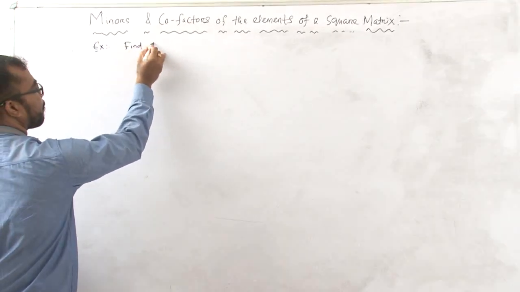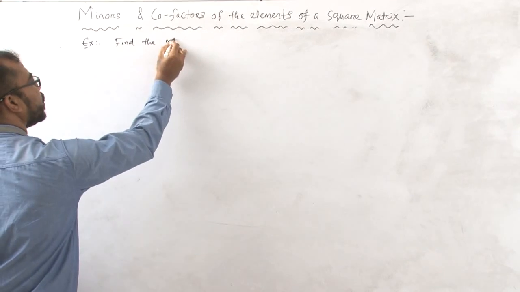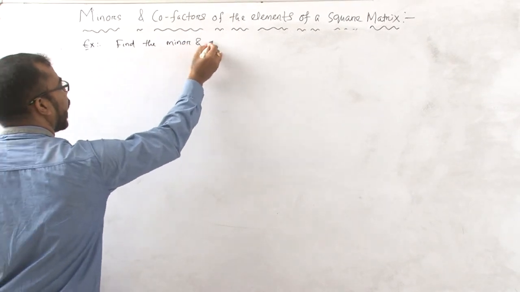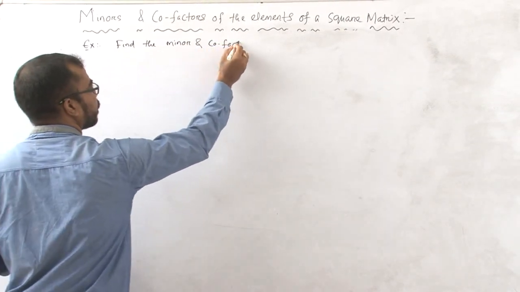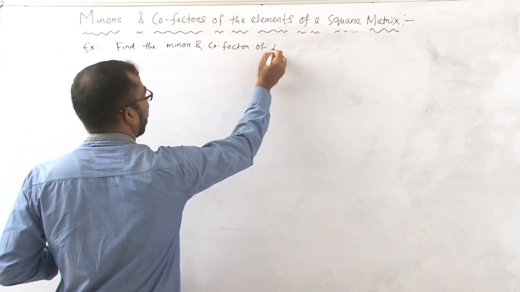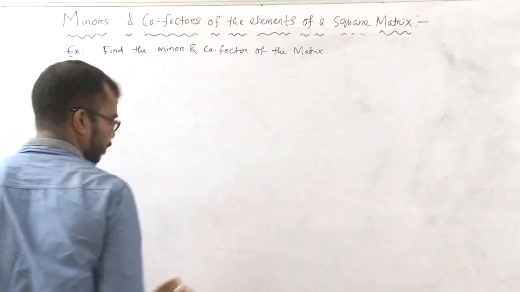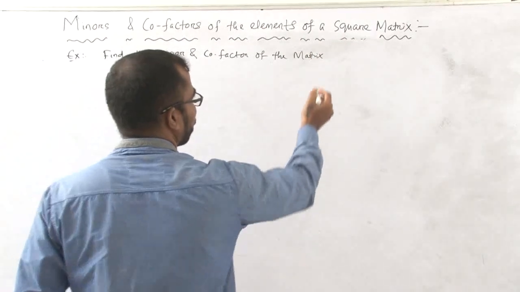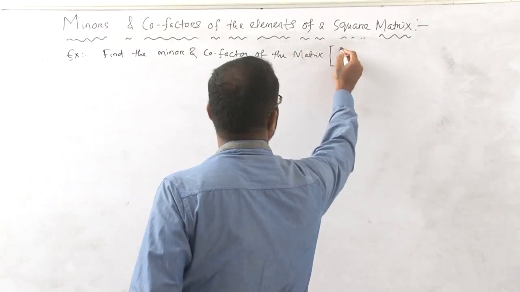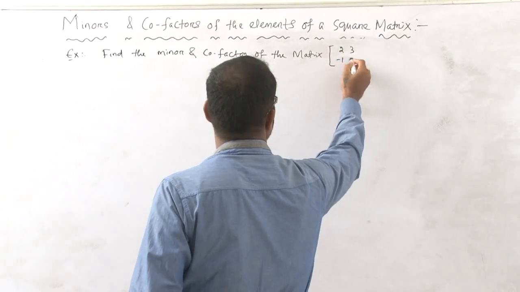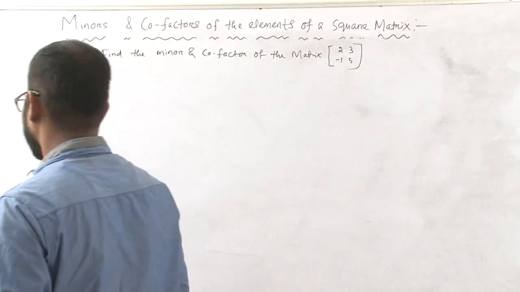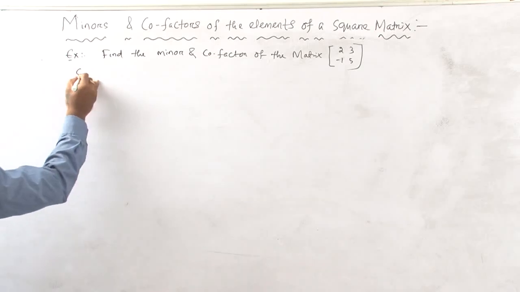Find the minor and cofactor of the matrix (2, 3, -1, 5). Get the solution.